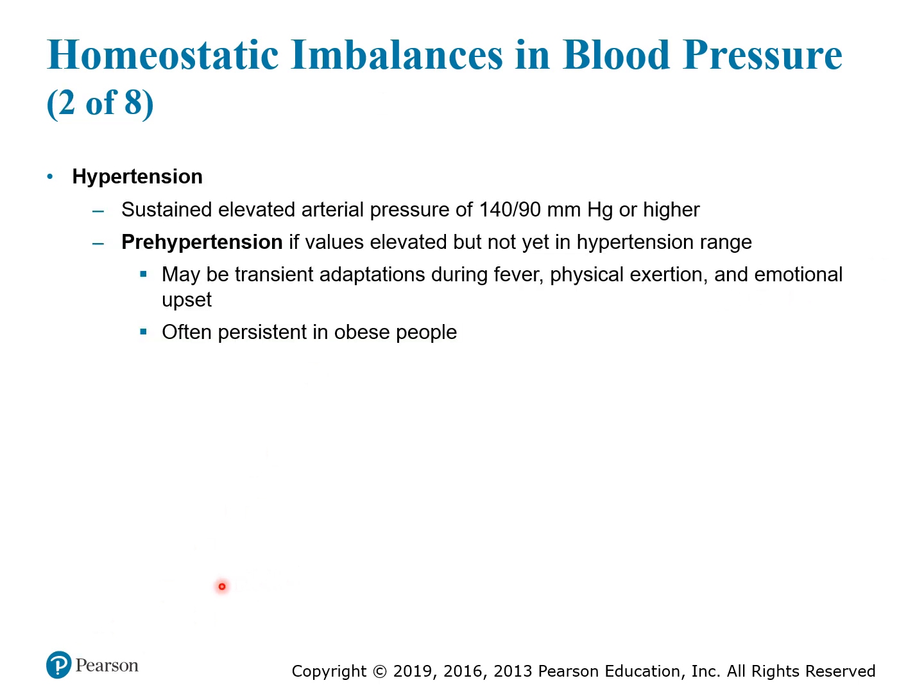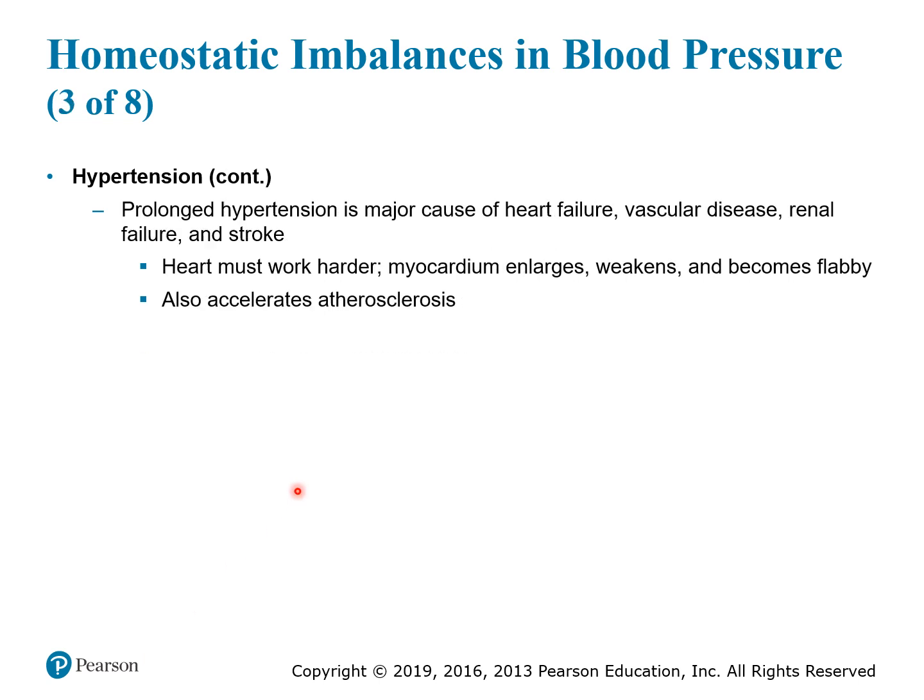And then there is a term, hypertension. We are all familiar with it. Sustained elevated arterial pressure of 140 by 90 millimeters of mercury or higher is known as hypertension. Then there is pre-hypertension, where values are elevated but not yet in the hypertension range. It may be transient adaptations during fever, physical exertion, or emotional upset. It can happen due to any of these reasons, and they're often present in obese people. So people who are on the heavier side are more susceptible to high blood pressure.